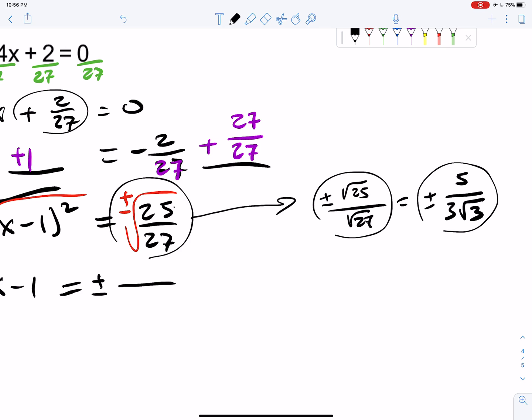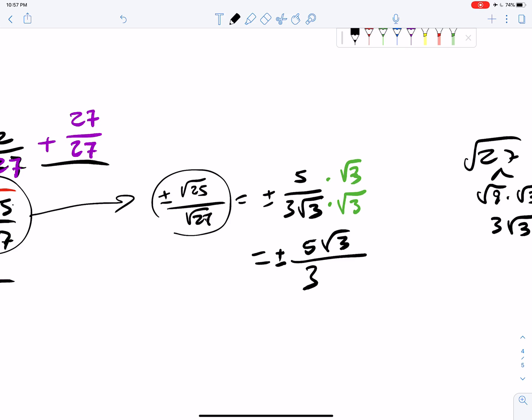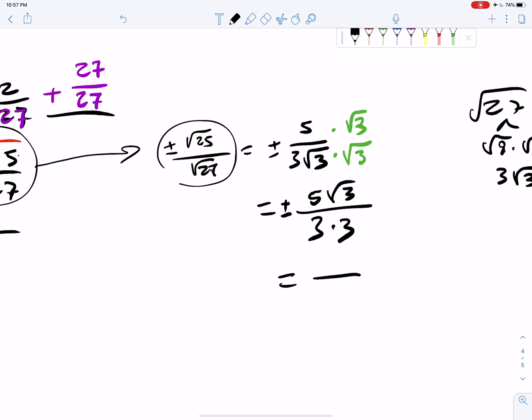Oh, wait a minute, a square root in the denominator. We don't want to stop there. We want to rationalize the denominator. So we can do that, remember, by multiplying the denominator by the square root of 3 and the numerator by the square root of 3. And that simplifies down to up top 5 times the square root of 3 is just 5 root 3. Don't forget plus or minus. Down below, we got 3, and then root 3 times root 3 is square root of 9, which is 3. So all of that simplifies down to 5 square root of 3 over 9.